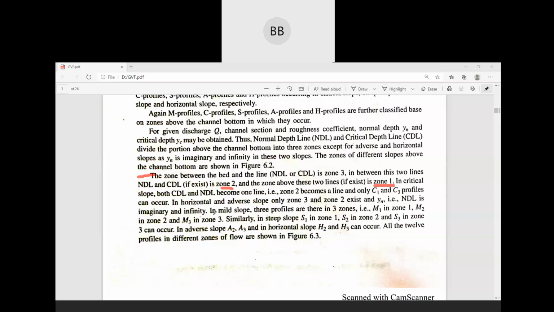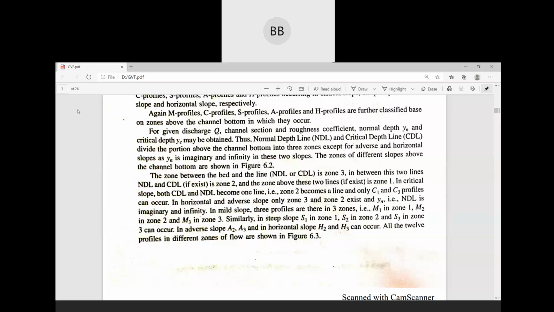Mild slope profiles are there: M1 in zone 1, M2 in zone 2, and M3 in zone 3. Similarly, for steep slope also, it's S1 in zone 1, S2 in zone 2, and S3 in zone 3.